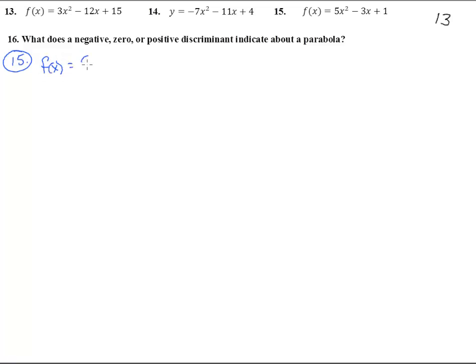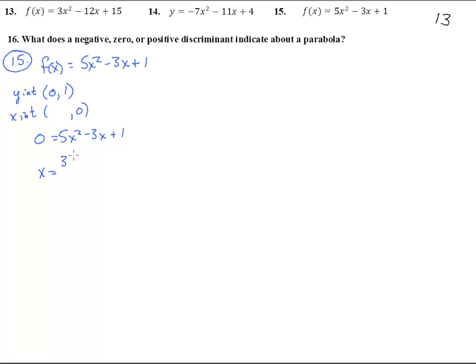f of x equals 5x squared minus 3x plus 1. Get the y-intercept by sticking in 0. Get a 1 out. The x-intercept: this one, we're going to have 0 equals 5x squared minus 3x plus 1. That doesn't look like it's factoring. Completing the square looks a little bit awkward. So I'm going to go with the quadratic formula again.